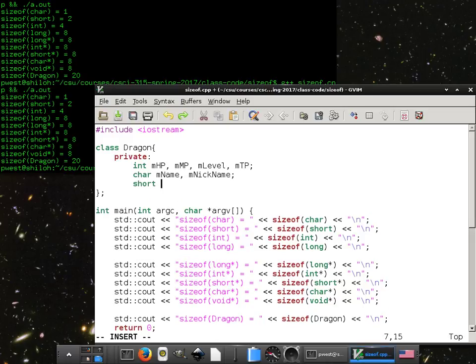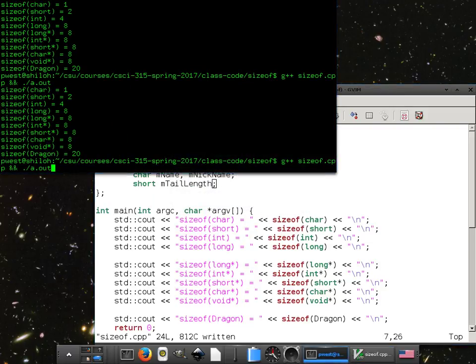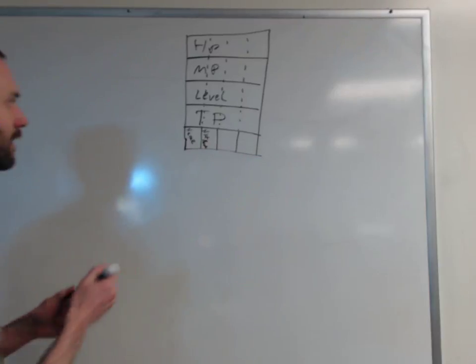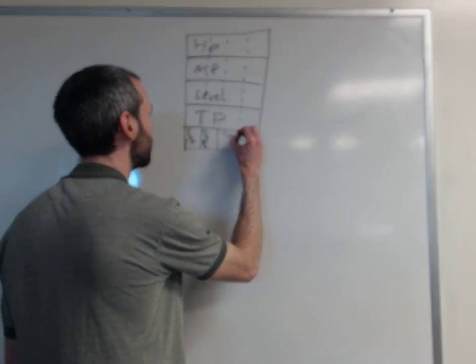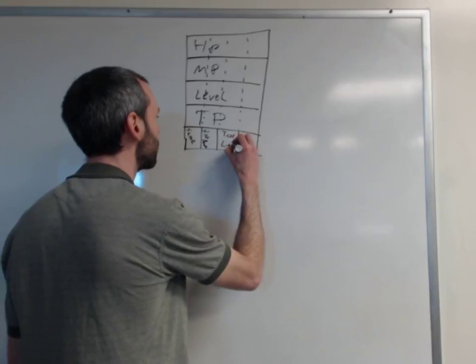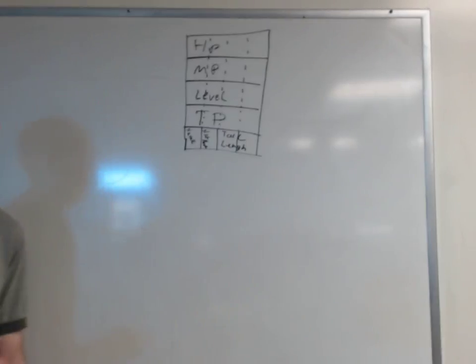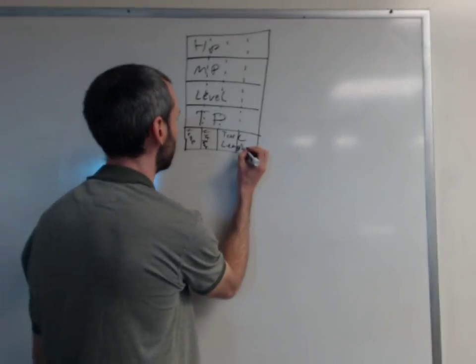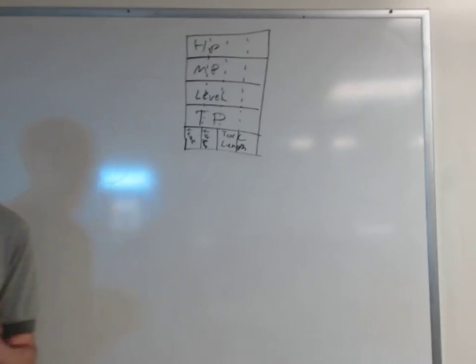I don't know what we're going to have. Tail length. And then what should that be? It should still be 20. That's right, because tail length is now taking up both of those spots. Did you spell length wrong? L-e-n-g-t-h. There we go. Makes sense now? Yes.